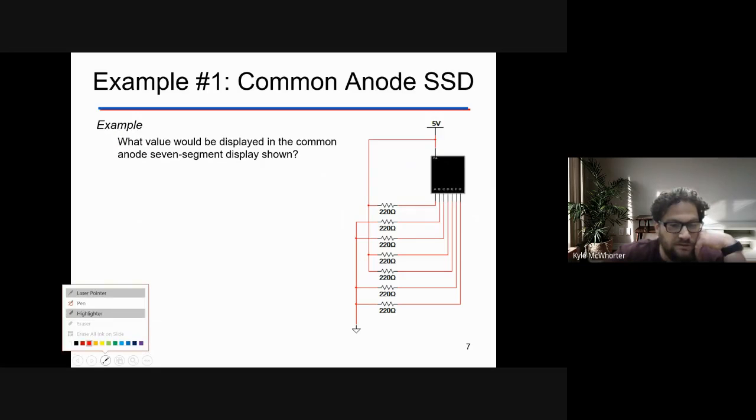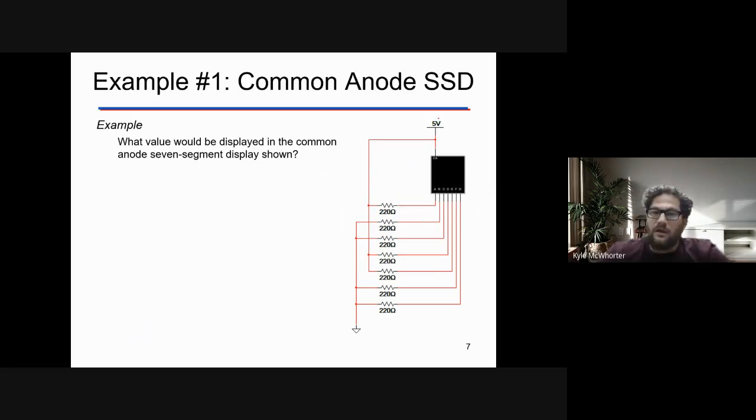So let's take a look. So this is common anode. That means that any one of these terminals down here that gets connected to ground, those will light up. So we just have to kind of trace them through.